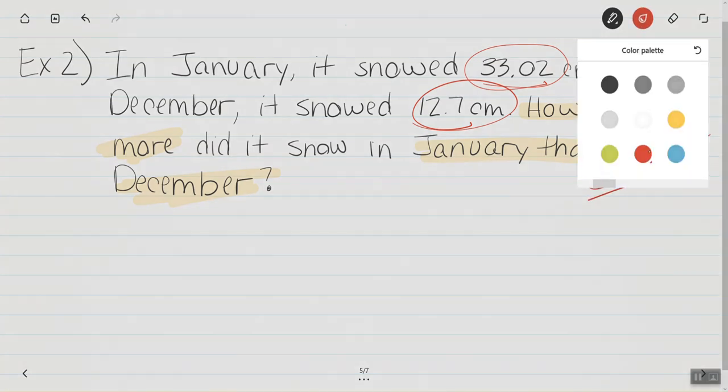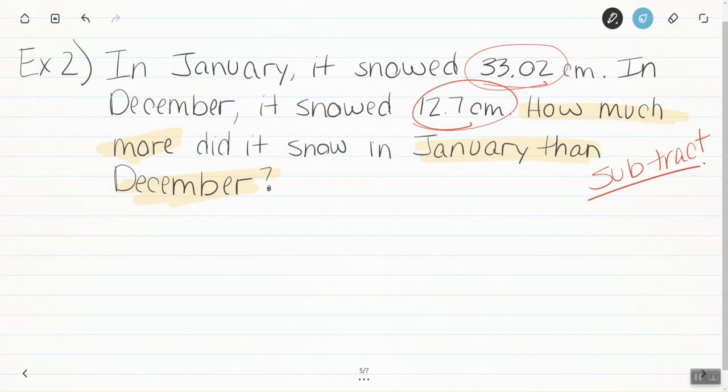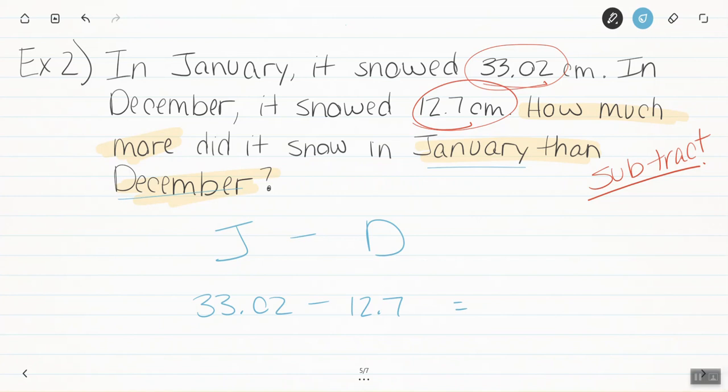And it's important to pay attention to the order. So when they want you to subtract, they want January versus December. So I need to make sure I put January first and December second. January was 33.02 minus December, which was 12.7. So January minus December. So 33.02 minus 12.7.